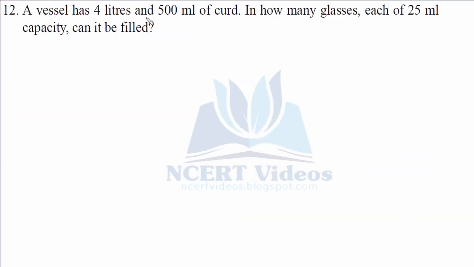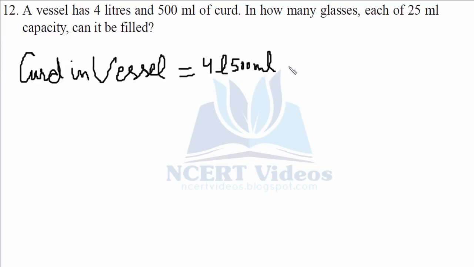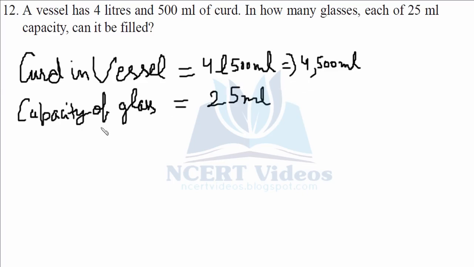Question 12. A vessel has 4 liters 500 milliliter of curd. In how many glasses, each of 25 milliliter capacity, can it be filled? So again, it would be a division problem. Curd in a vessel, total 4 liter 500 milliliter. Again, remember the conversion factor. 1 liter equals 1000 milliliter. So it turns out to be 4500 milliliter. Capacity of the glass is 25 milliliter. Now we have to find how many such glasses can be filled. So we are just going to divide in order to find the number of such glasses.